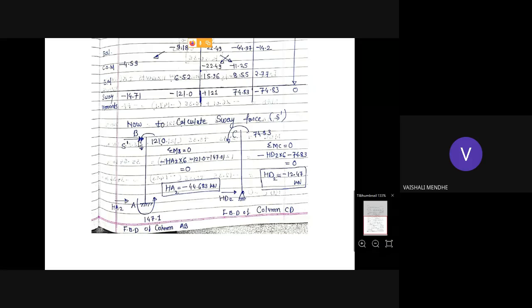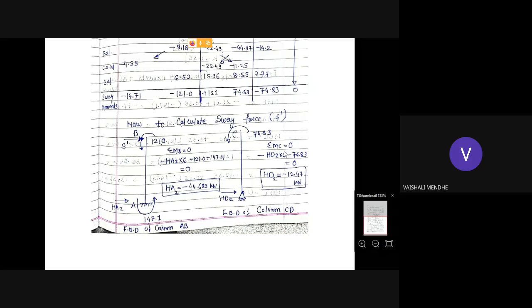Then you take the moment at B and find out reaction HA2. So your equation will become minus HA2 into length 6, anticlockwise, and both the moments are minus. So -121 -147, you have to make the correction here. After that you will get the value of HA2.